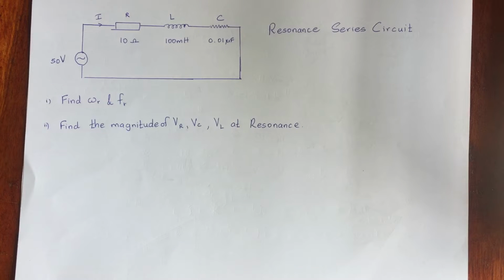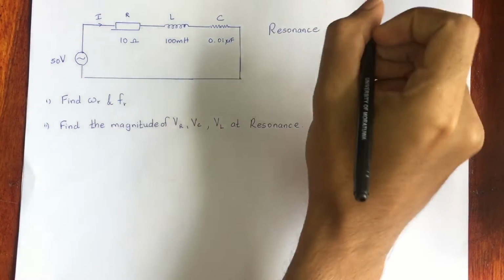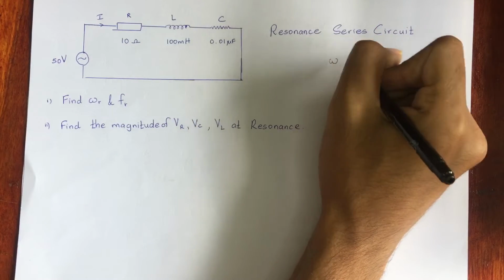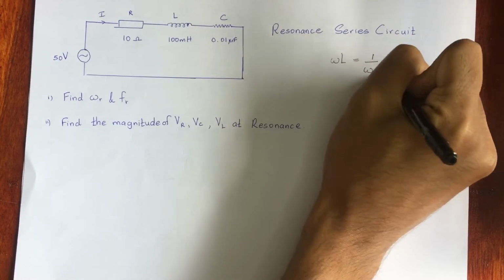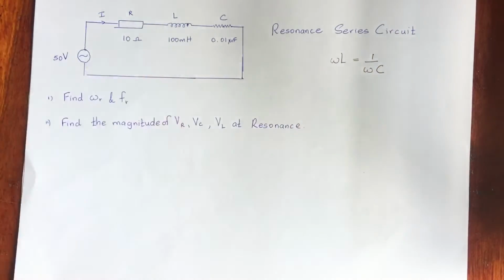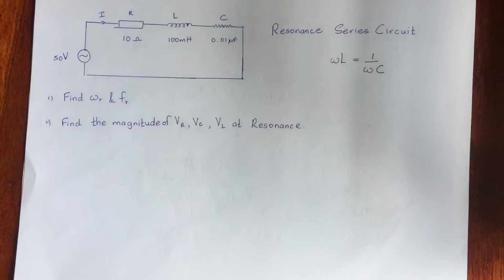We are going to call that situation resonance. So you need to remember that resonance will happen when omega L is equal to 1 over omega C. When these two are equal, you can directly tell it's going to be the resonance series circuit. So this is the main idea of resonance.